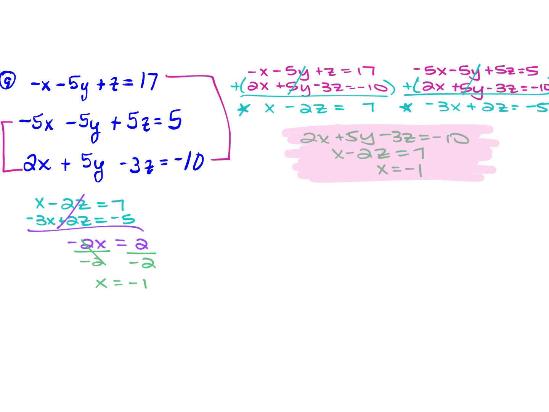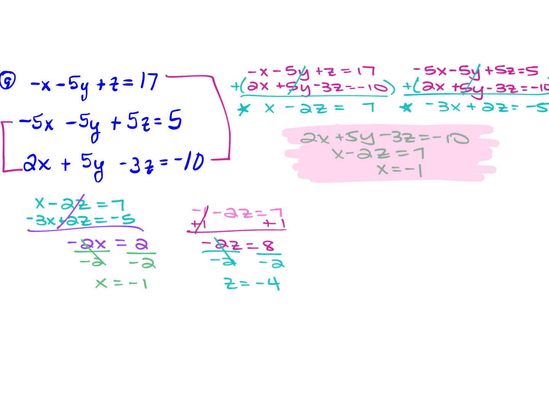From there, plug in. If x is equal to negative 1, plug that into the x minus 2z is equal to 7 and solve for z. That's going to give you negative 1 minus 2z is equal to 7. We move that negative 1 over, adding it to both sides. So negative 2z is equal to 8. Divide each side by the negative 2, and z is negative 4.